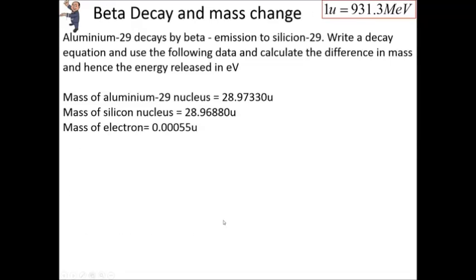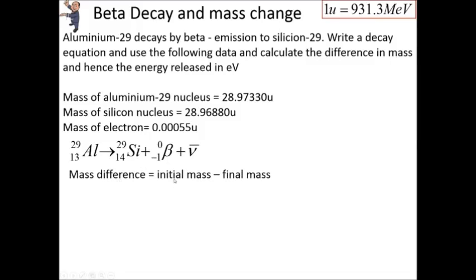Okay, so let's now look at beta decay and mass change. So aluminium 29 decays by beta to silicon 29. Write a decay equation and use the following data to calculate the difference in mass. Just like before, everything you need is there. So here's our decay equation. Aluminium decays to silicon with the beta negative and the antineutrino coming out.